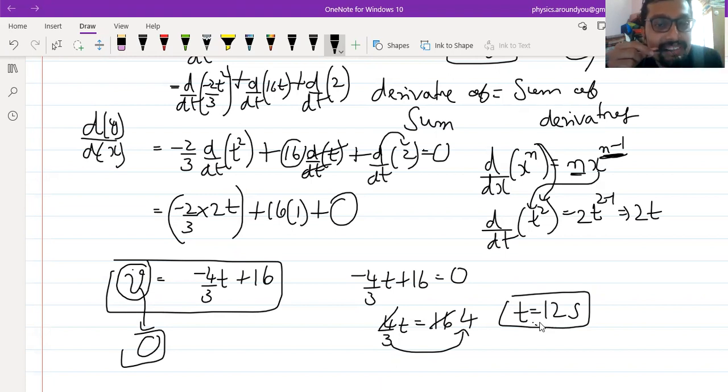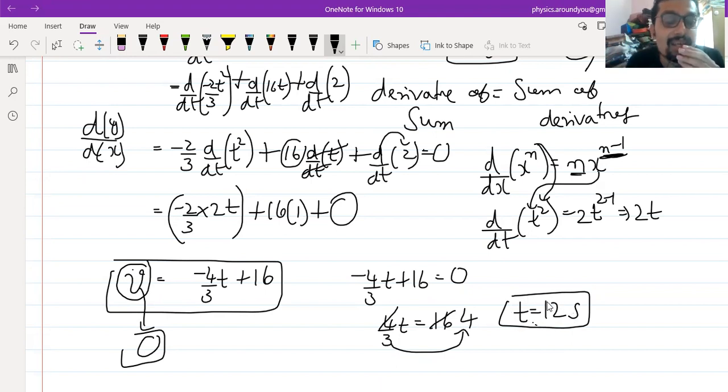That is the best time to hit anybody because they are at rest. The particle cannot protest. The particle cannot cry because it is at rest. You can do whatever you want with the particle at what time? Time equal to 12 seconds.